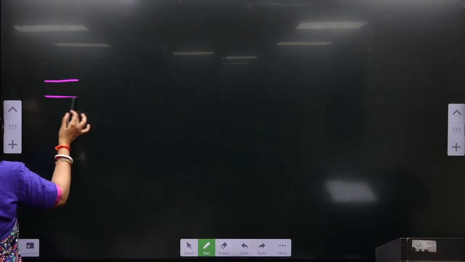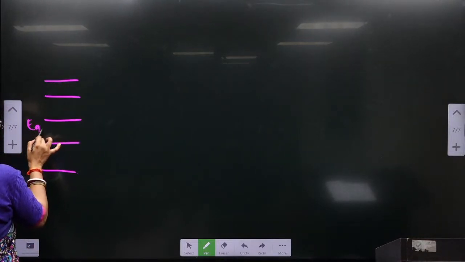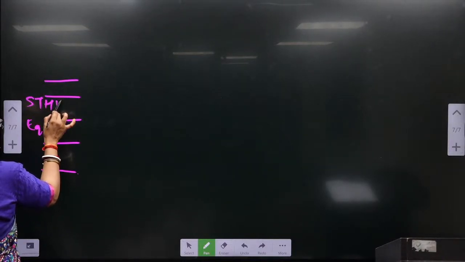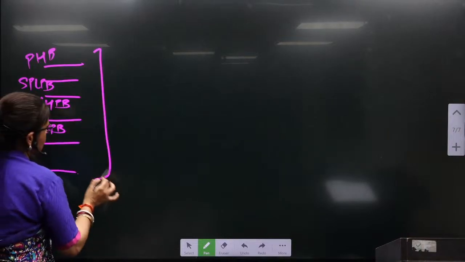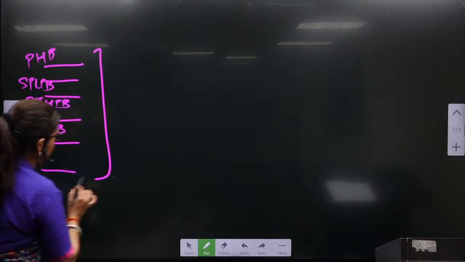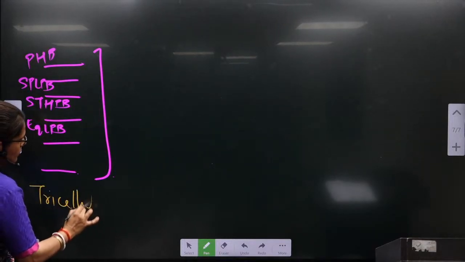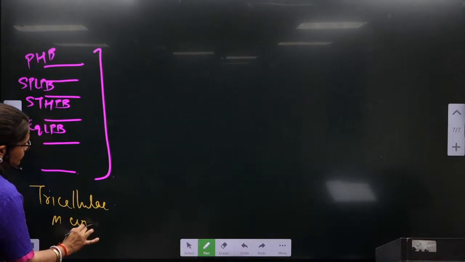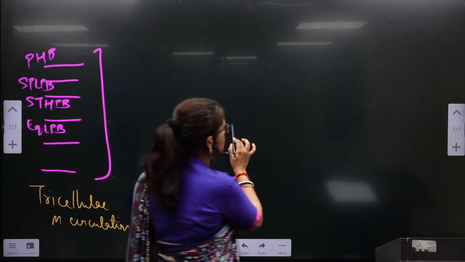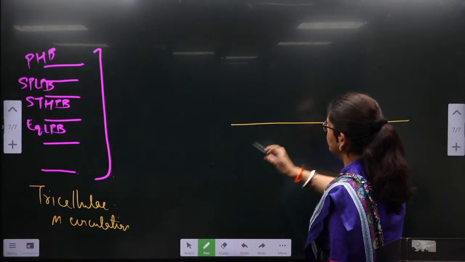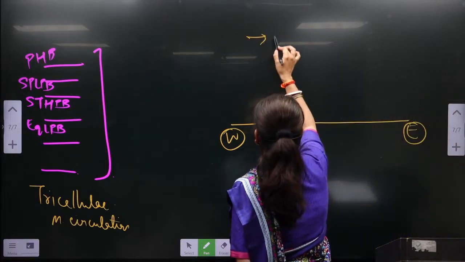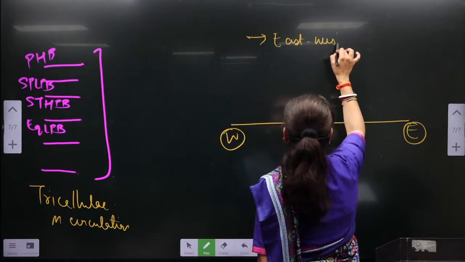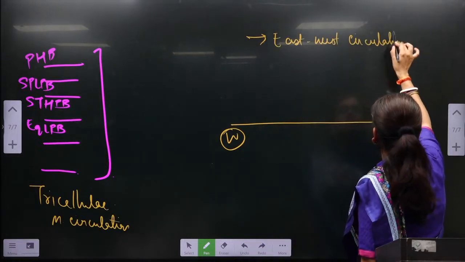So what I am trying to tell you is, this is your tricellular model, meridional circulation. But apart from this, there is also an east-west circulation. Okay, so there is an east-west circulation. This east-west circulation is called the Walker cell.